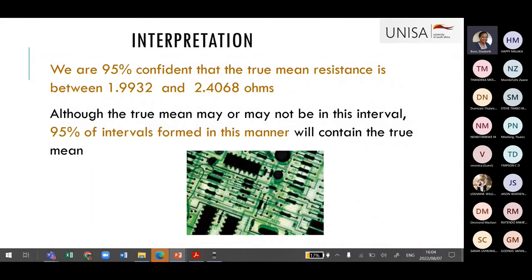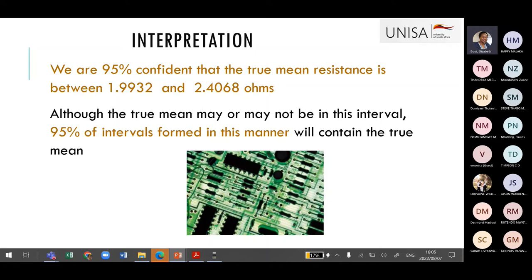Based on this information, we can safely interpret the answer by saying we are 95% confident that the true mean resistance is between 1.9932 and 2.4068. Although the true mean may or may not be in the interval, we can safely say that 95% of the intervals formed in this manner will contain the true mean.